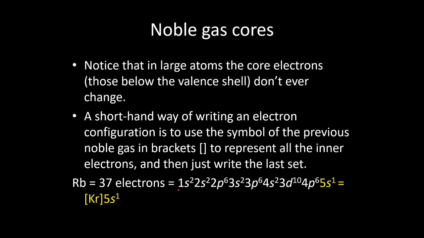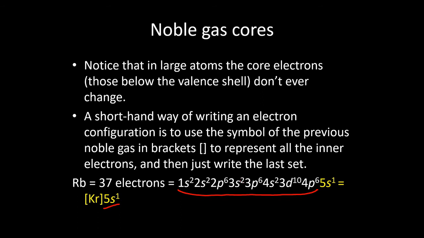its entire configuration is the same as krypton up to this point. So its noble gas core configuration is krypton, and then everything that's different than krypton from that point forward, because krypton only goes to the 4p6. And so it would be krypton 5s1. Saying all the core electrons are the same as krypton, and then after krypton we have this one extra. And so this is going to be pretty handy because it'll save us a lot of time when writing some of these configurations.